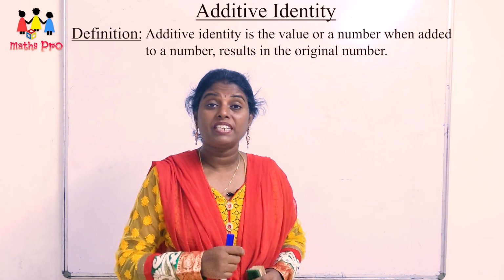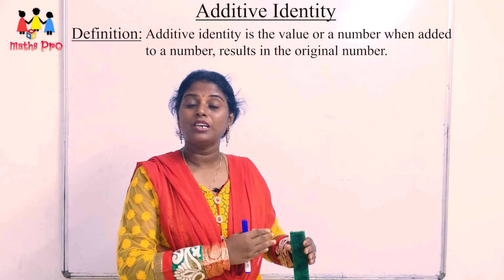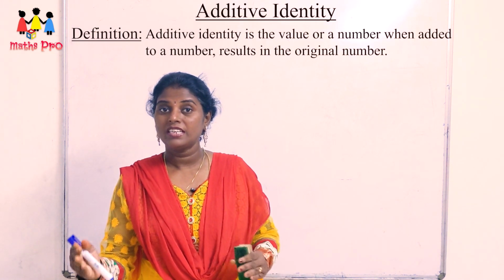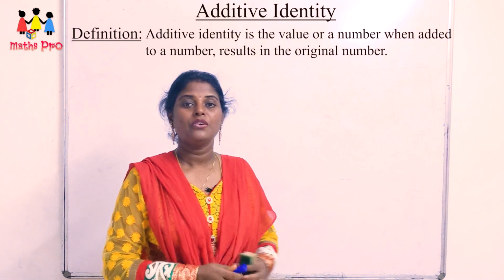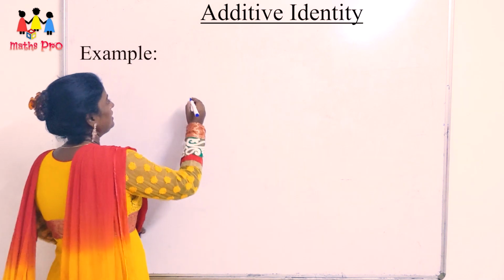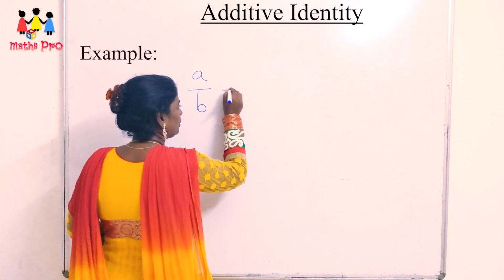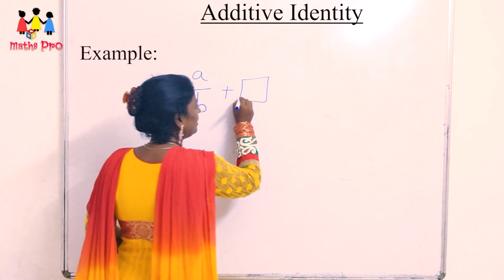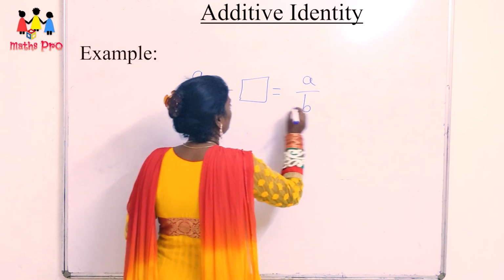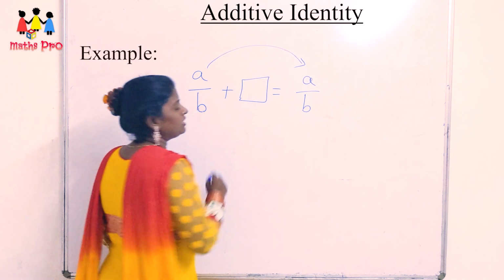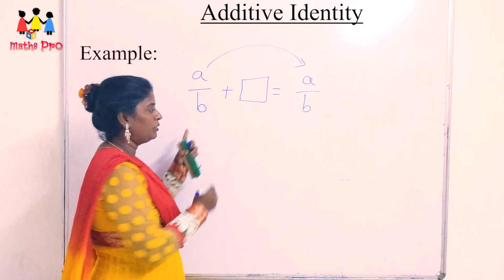The additive identity property says that when a number is added to a rational number, the result is the original rational number. For example, a rational number is added to a number that gives the same rational number. So what may that number be? This is the rational number.